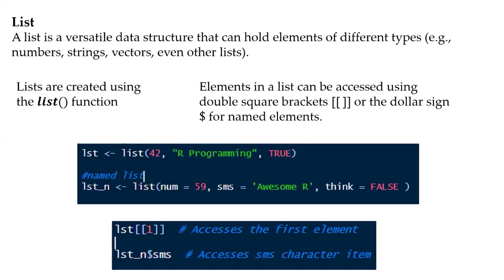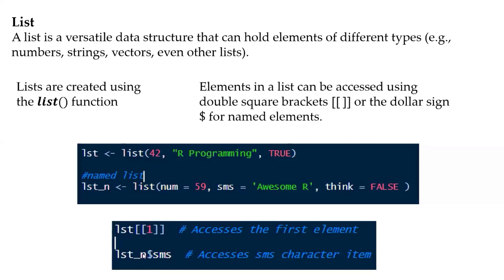Here I have a named list, and here I have an unnamed list. I use square brackets and put 1 inside. What the 1 is doing is retrieving the first item from the unnamed list. I assigned the unnamed list to this variable LST. If I call this variable and use the double square brackets with 1 inside, it means I want the first item. If I put 2 inside, I want the second item. If I put 3 inside, I want the third item.